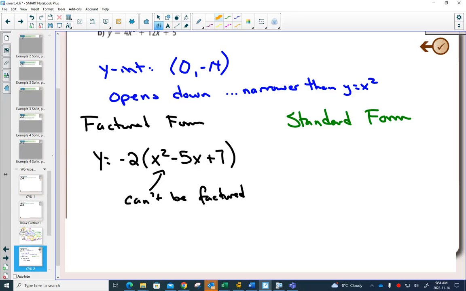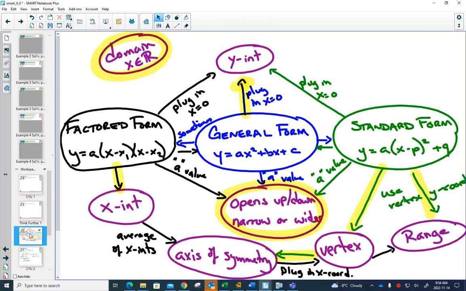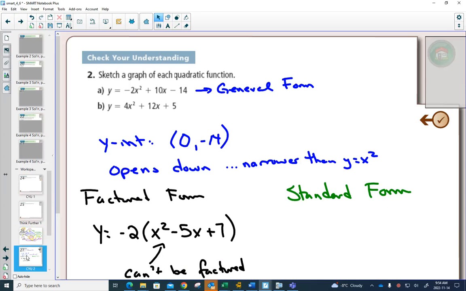So the factored form kind of doesn't give us any information this time. Because if we look at our diagram and we say, if I go to the factored form, I could find my y-intercept, but I already found that through my general form. I could find my a value, but I already knew that one through my general form. And then I could find my x-intercepts, but only if I could factor. So now the factored form isn't going to help us with the graphing at all in this question. So we for sure are going to need our standard form.